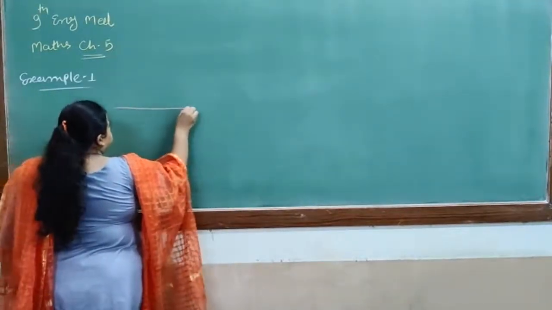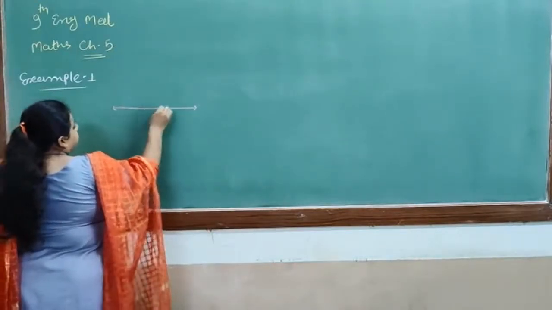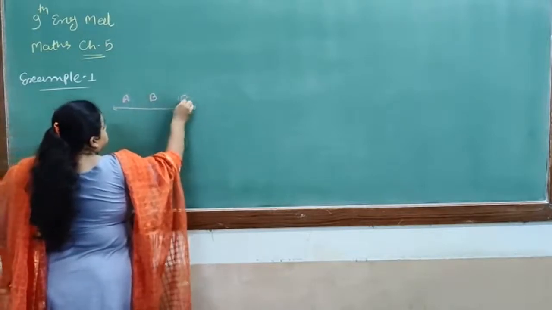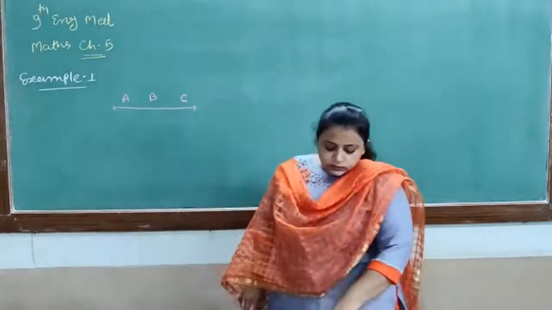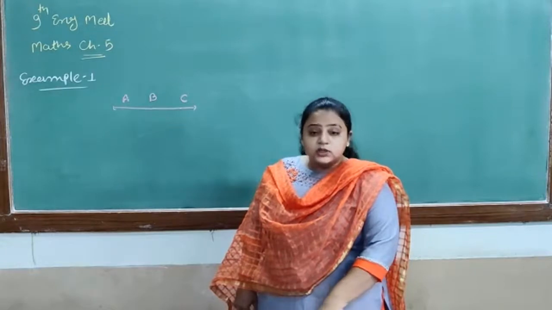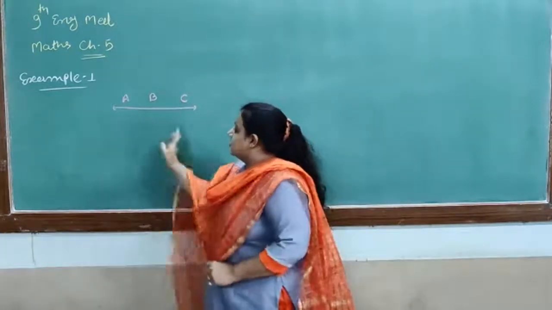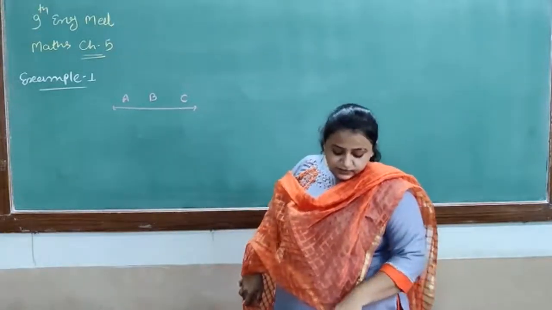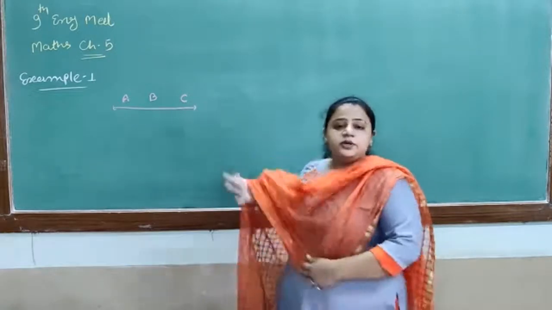It's a line, not a line segment, right? A, B and C. 3 points on a line, and B lies between A and C. B is lying between A and C. Prove that AB plus BC equals AC.